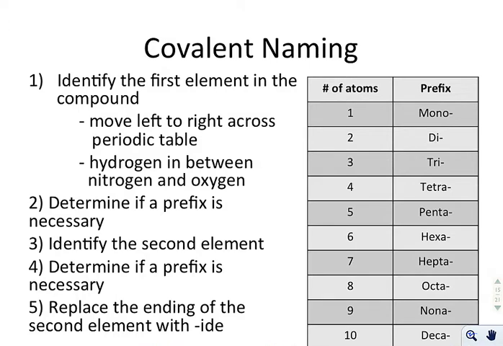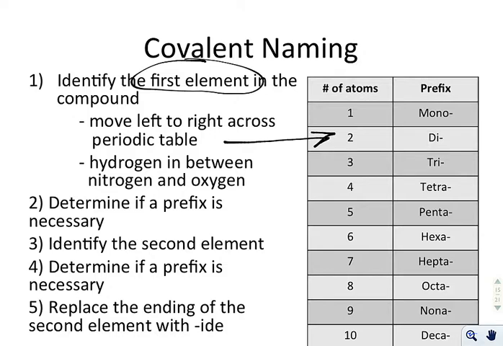Okay, so now we come to covalent compound naming. It becomes really important that you know the rules associated with naming covalent compounds and that you be able to apply them to situations that you haven't quite seen before. The first thing is you need to be able to identify the first element in the compound. What you do is you move from left to right across the periodic table.